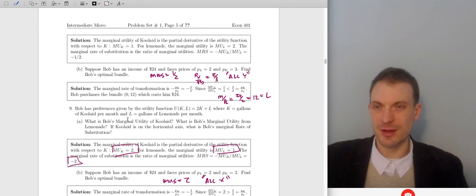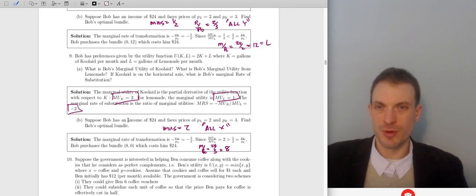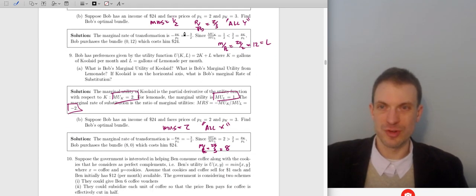Suppose Bob has an income of 24, faces these prices. 2/3 is our price ratio. Oh, 2/3 is going to be steeper than 1/2. 0.5 is smaller than 0.6666667. So it's going to be an all y solution, right?